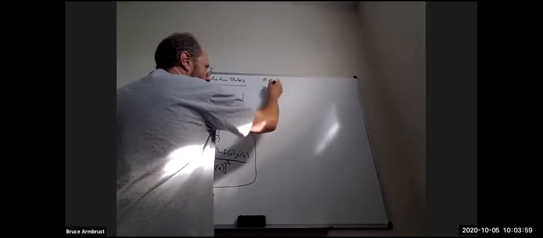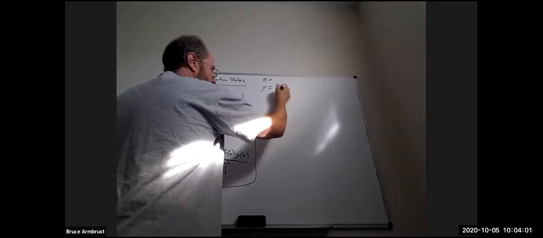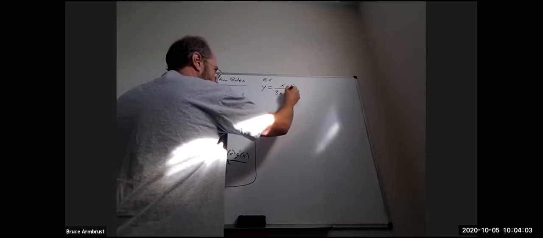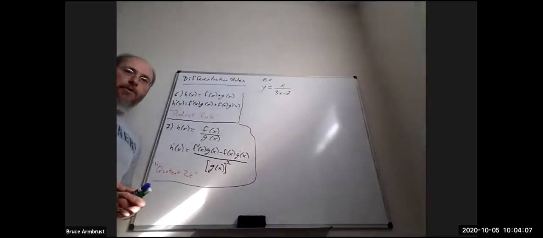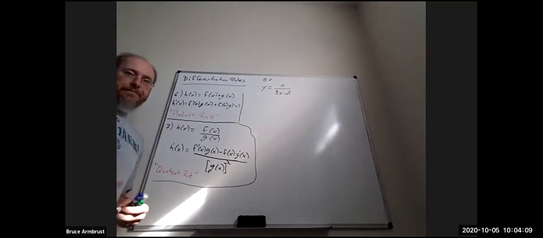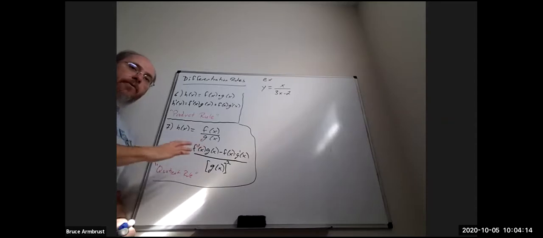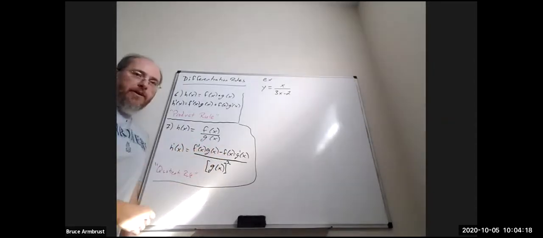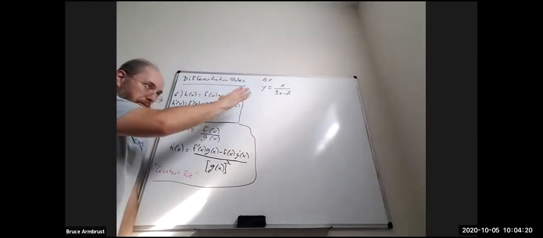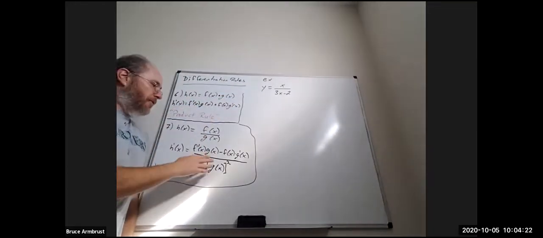Let's say we've got y equals x over 3x minus 2. Kind of a typical butterfly function. Okay, so we're going to set it up the same way that we did last time. We need to know the derivatives of both of the functions. So let's list them out here.